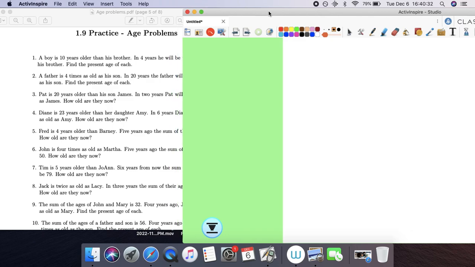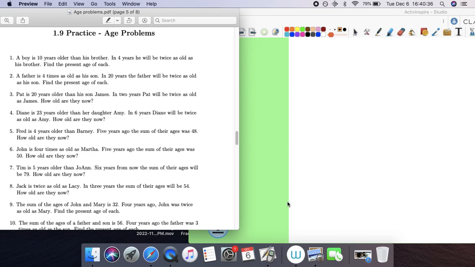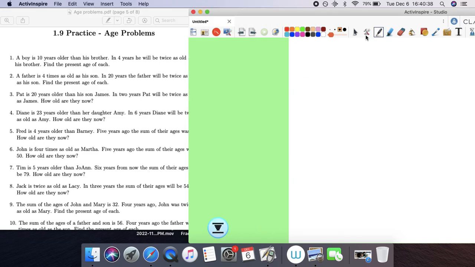The most important part for me is setting up the table and organizing your information. Once that's set up, everything else falls into place. So the first question was question 3, I think. Yeah, it's question 3. So we have 2 people. Let's create a table, Pat and James, right?